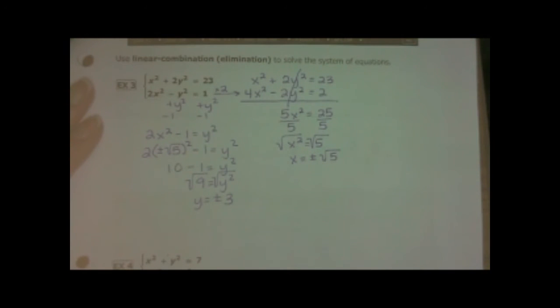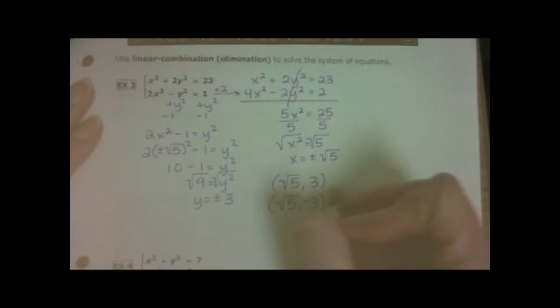This is how we get 4 points. All right, first start with square root of 5. We have a 3 with it and a negative 3 with it. Because if you put in positive square root of 5, you get both of these answers. If you put in negative square root of 5, you get both of these answers. So also, negative square root of 5, 3, and negative square root of 5, negative 3.